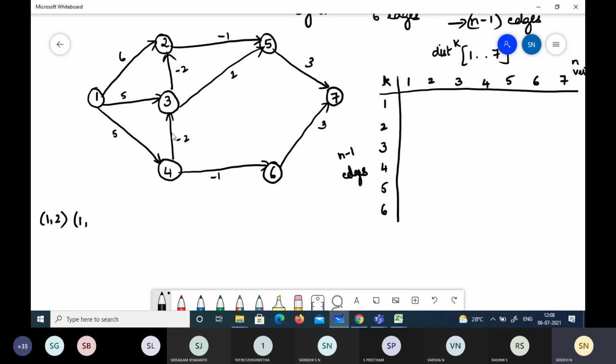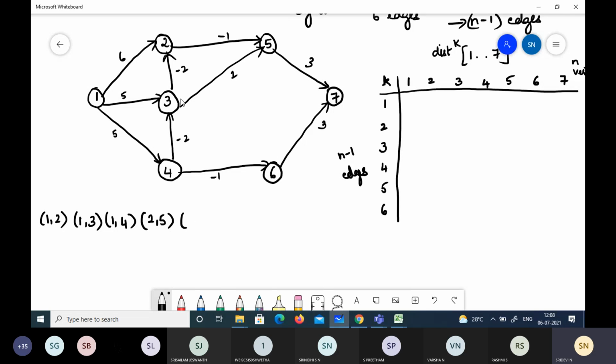1 to 3. Yes. Then 1 to 4. Yes, we have an edge from 1 to 4. Then from 2 we'll check. Which are the edges available from 2? 2 to 5. Then only 1, isn't it? Only one outgoing edge we have.